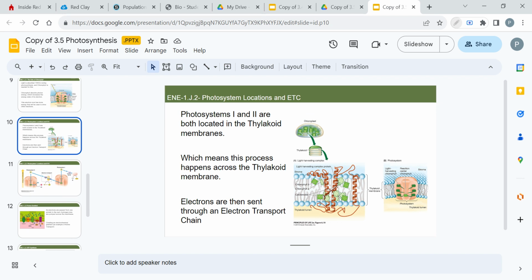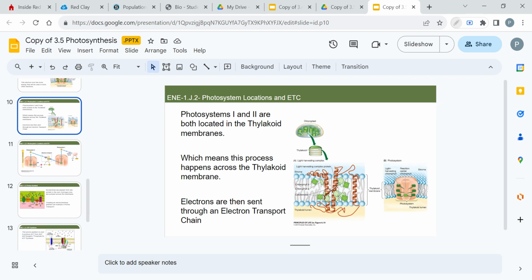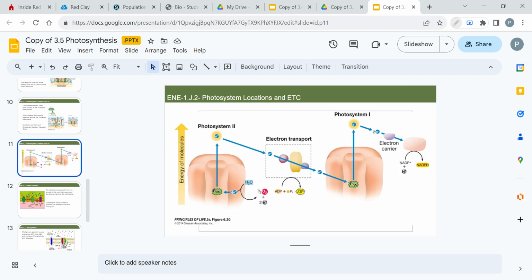So we have these proteins that are embedded in there, and they're designed specifically to be within the cell membrane. All right, this right here is a picture showing you photosystem 2 and photosystem 1. It's a very, very, very oversimplified picture, and we're going to make sure you kind of understand it.